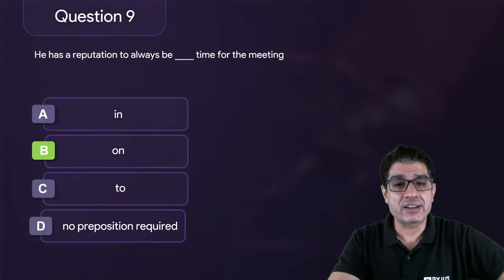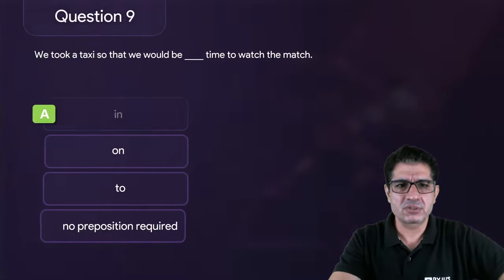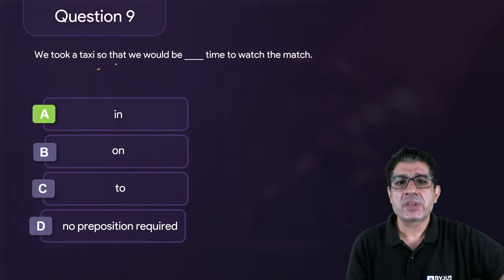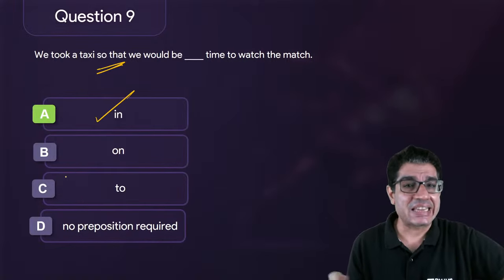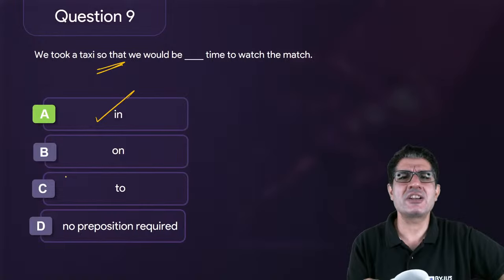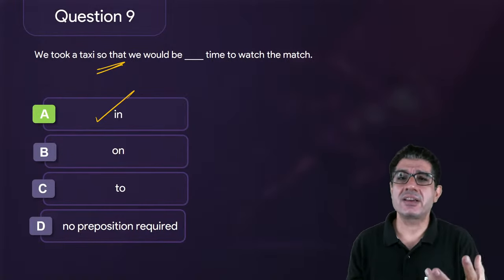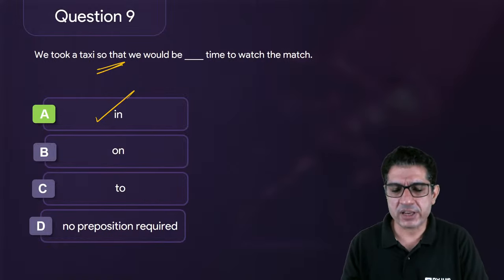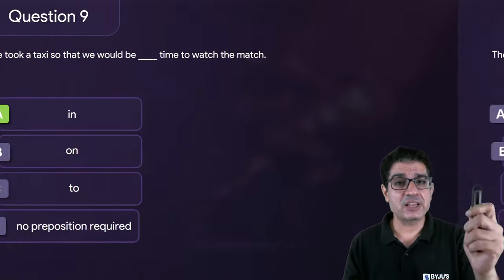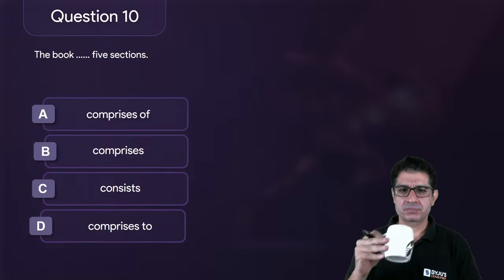However, in some other context, for example, check this out. Not asking you, but this is the kind of sentence where I'd prefer in, because there is no scheduled time here. The sense that I need here is before it is too late, and therefore in. But now taking you over to the next question.